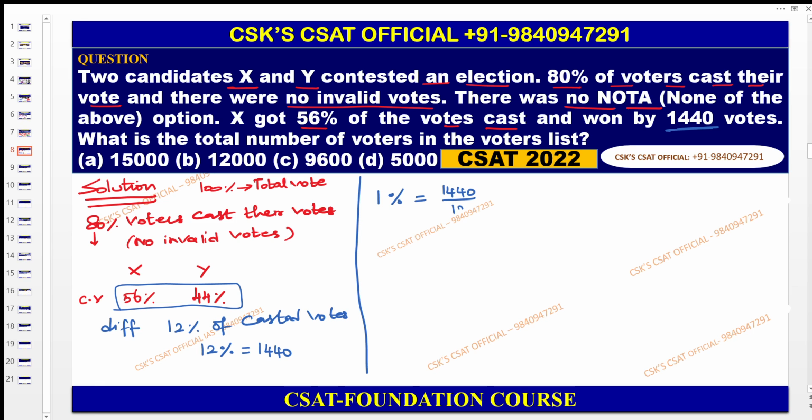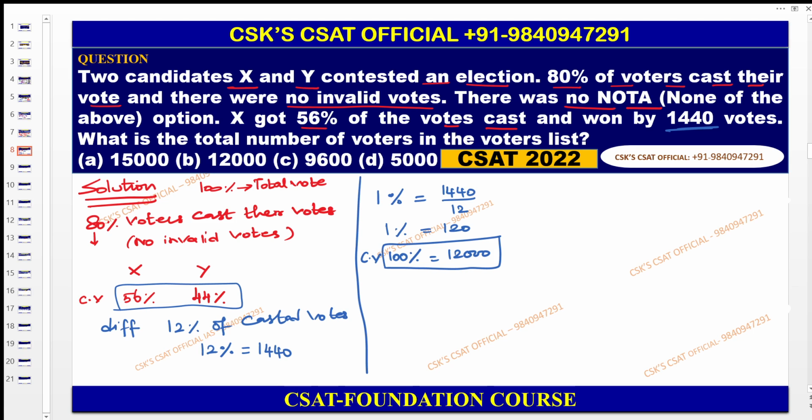1440 by 12, which is equal to 120. Getting? So this is 120. Now tell me the 100% of the casted vote. So this is CV of 100%, which is equal to what? 100% means multiply with 100 on both the sides here. 12,000. Right. So the casted vote is nothing but 12,000 votes here.